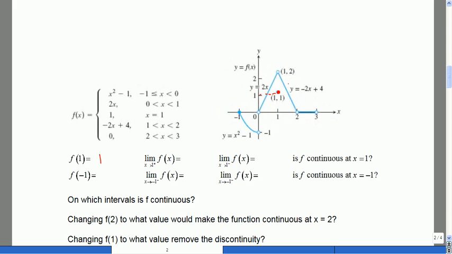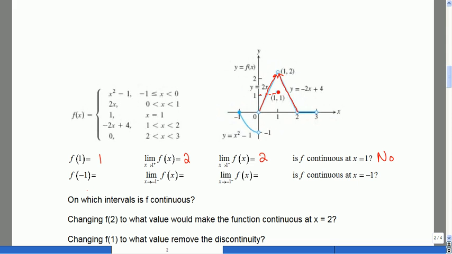Now let's take a look at the limit as we approach from the right-hand side. So as I move from the right-hand side, this gets very close to 2. As I approach from the left-hand side, this also gets very close to 2. So we can say no, it's not continuous because the limit does not equal the function.